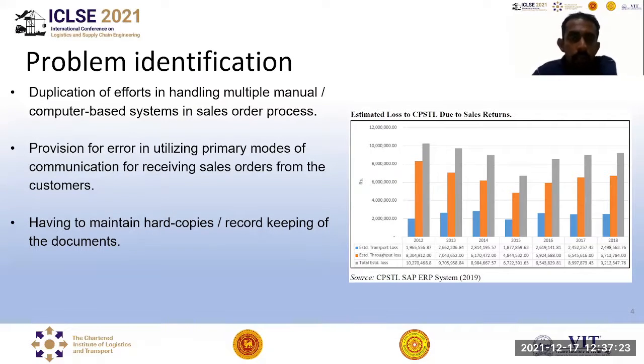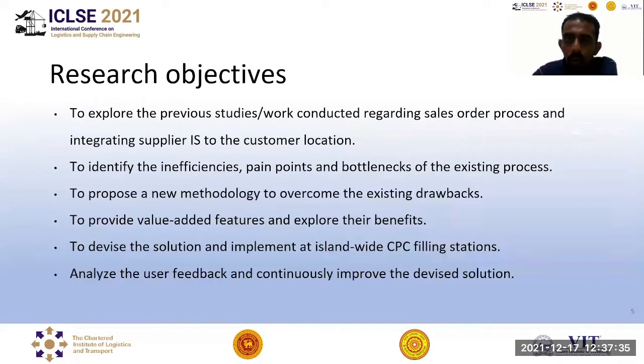So these are basically the primary modes of communication, and they have been maintaining hard copies, keeping records of documents. This gap has been a bottleneck, or maybe it has led to several losses due to return notes. So our research has focused on looking at previous studies to see how sales order processes and customer and supplier integrations take place, what they have found out, and what studies have been carried out with respect to this.